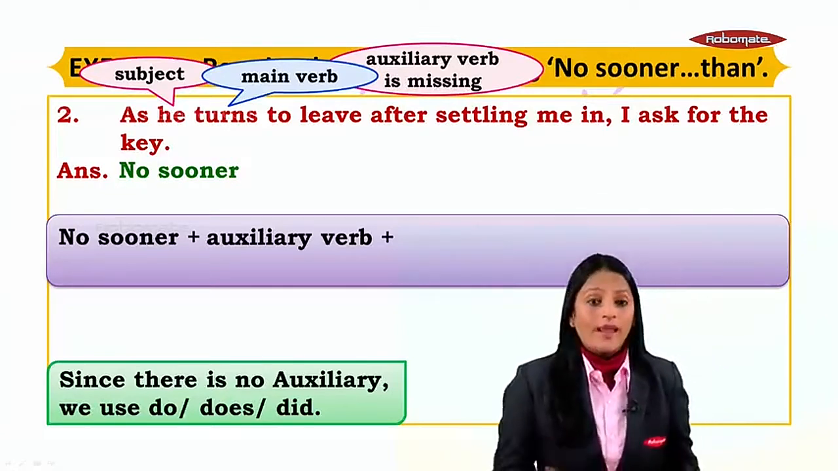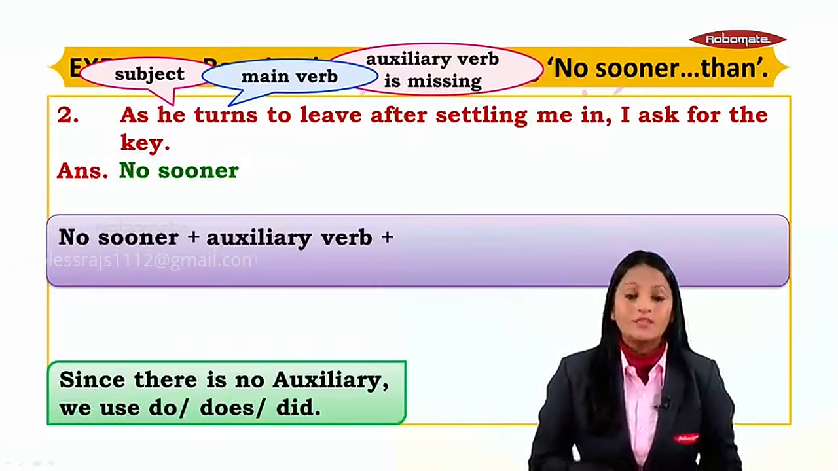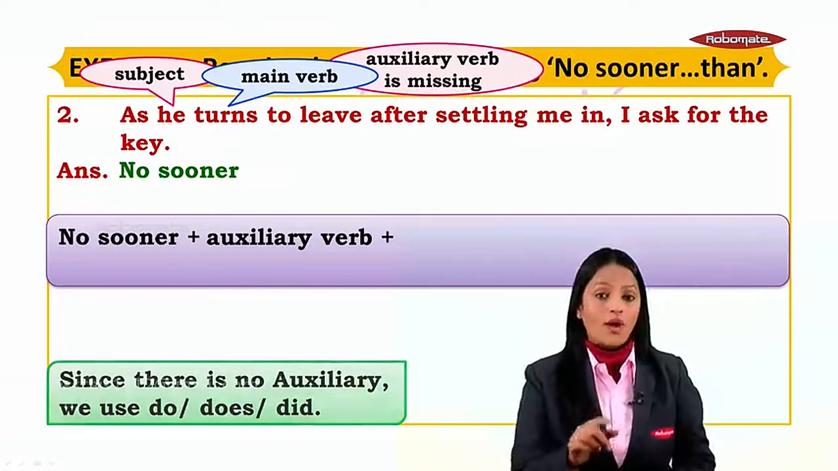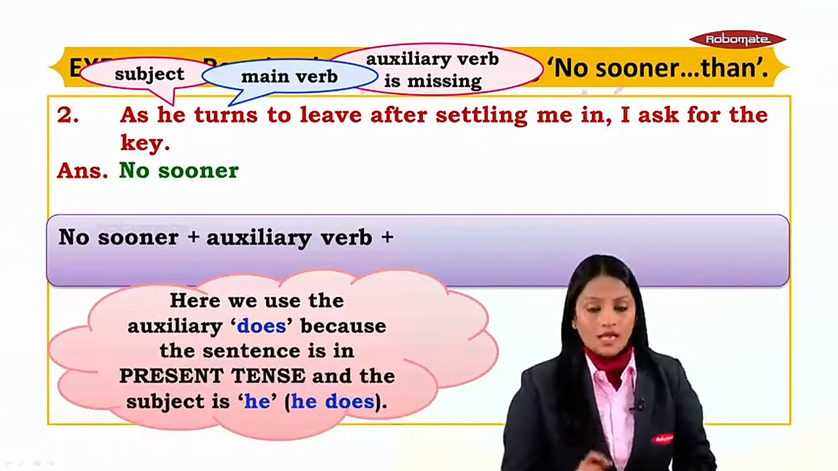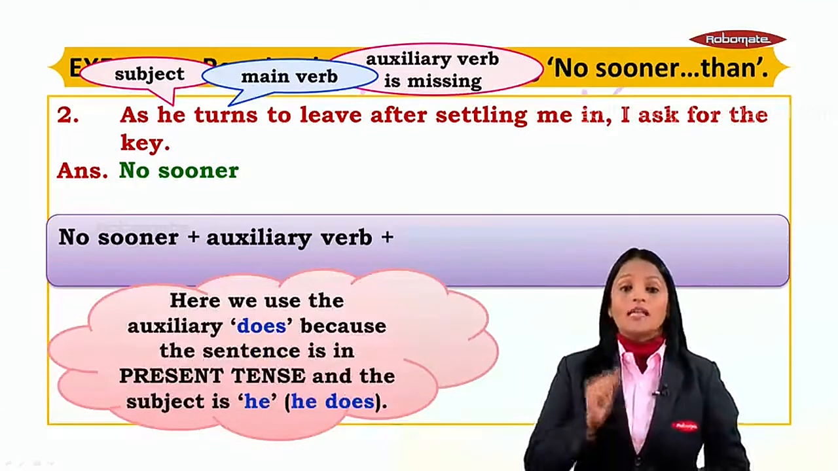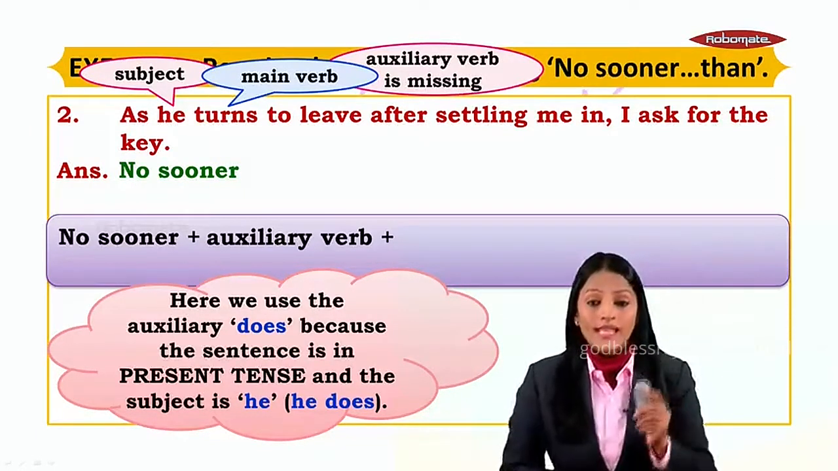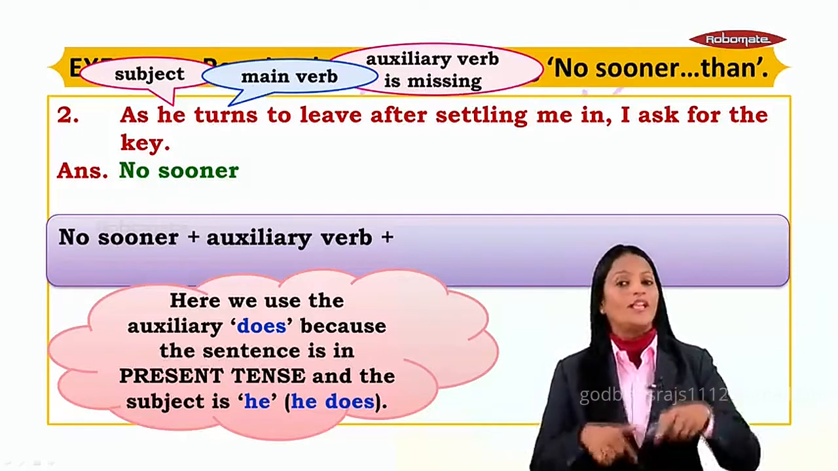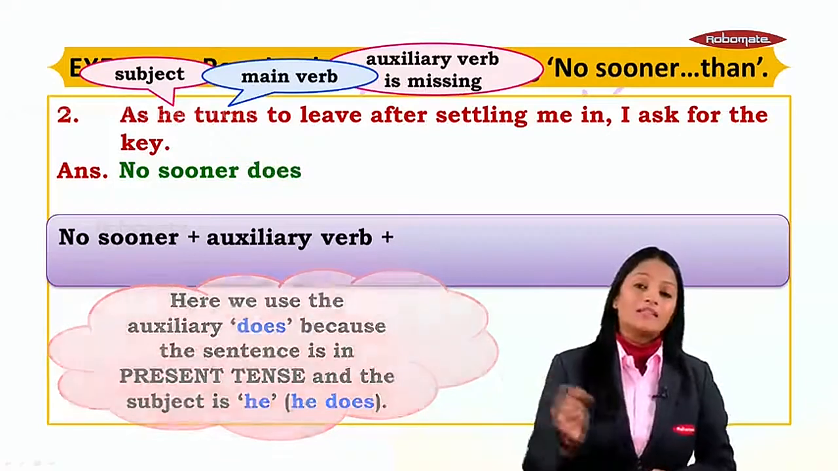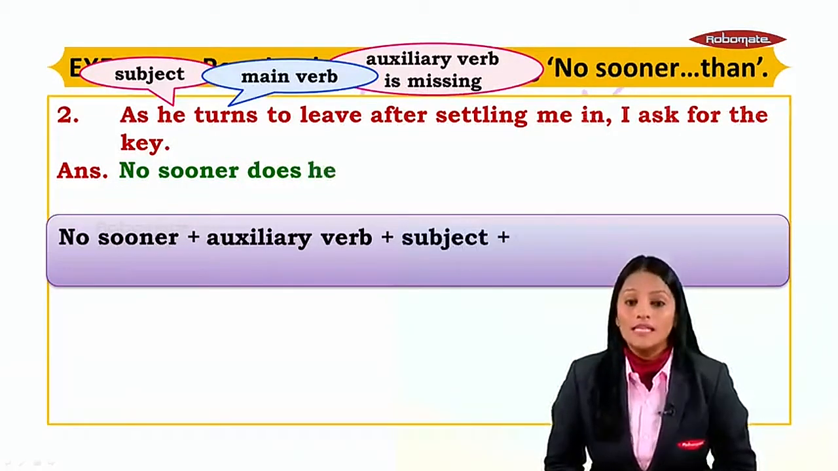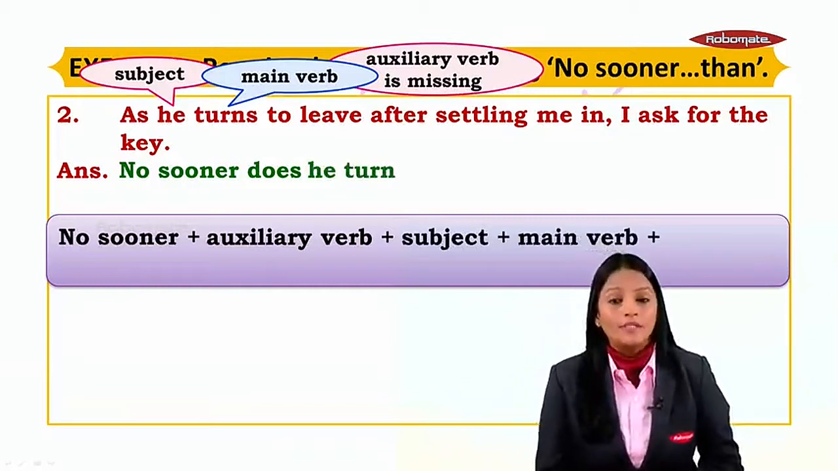Which of the three? Depending on the tense of the sentence, as he turns, present tense. So do or does, one of the two. Which one do we take? Here we take does. Why, students? Because it is in present tense. Secondly, we have he. So we say he does. We don't say he do, and therefore we will say does. And the subject will come as it is, he. So no sooner does he, and then the main verb turns.